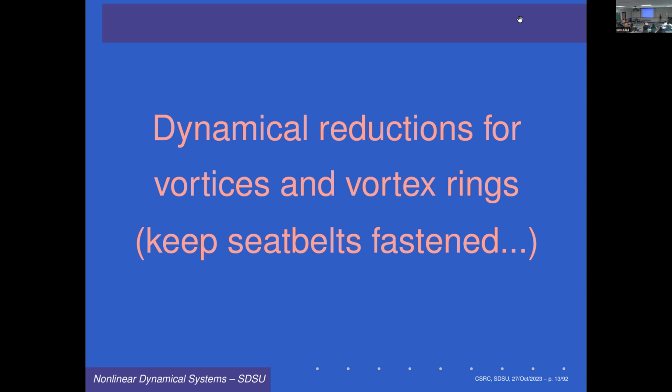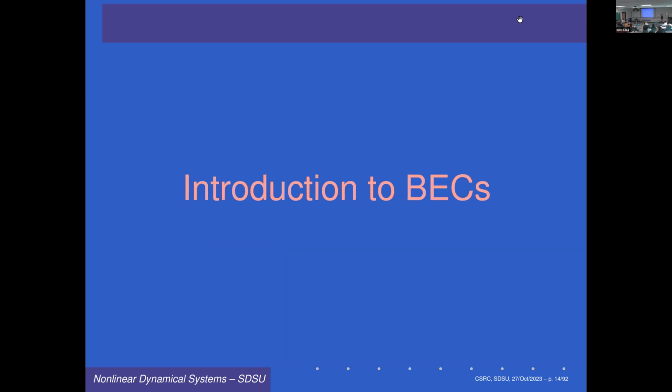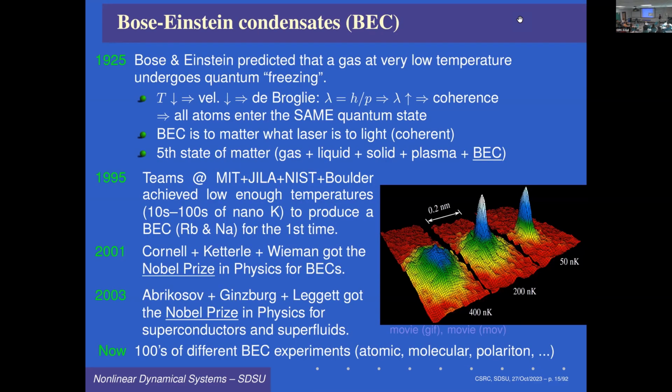Okay, so we're going to do this dynamical reduction, but now for vortices, and maybe if we have time, a little bit of vortex rings. But before that, I need to do a little introduction so that you know where I am, what system I'm actually picking here. I'm going to be talking about Bose-Einstein condensation.